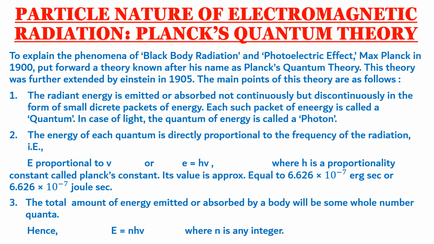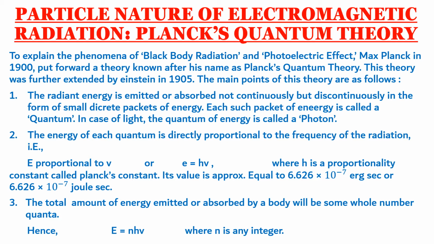So we know that after electromagnetic wave theory, Max Planck in 1900 put forward a theory known after his name as Planck's quantum theory. This theory was further extended by Einstein in 1905. So these are some of the main points of this theory, which are as follows. And this theory was also given to explain the phenomenon of black body radiation and photoelectric effect. To get it more clear, let us have a look at the main points of this theory.